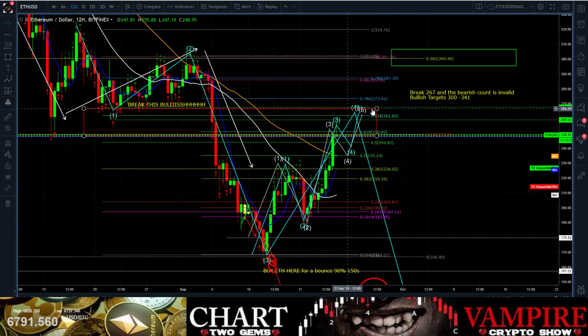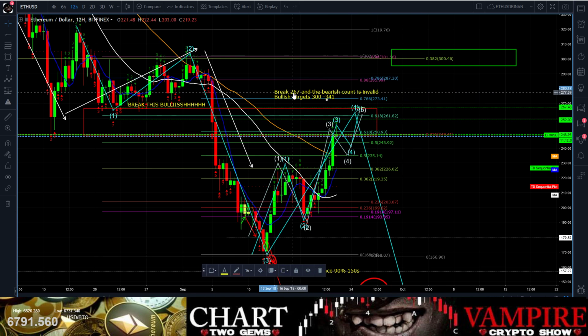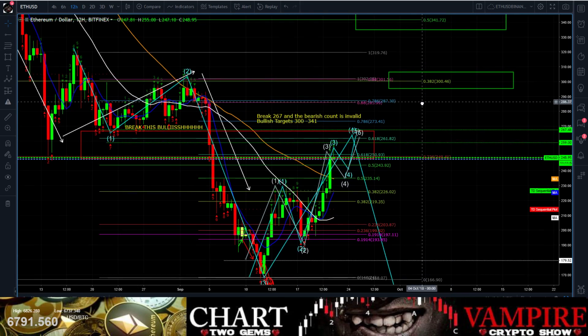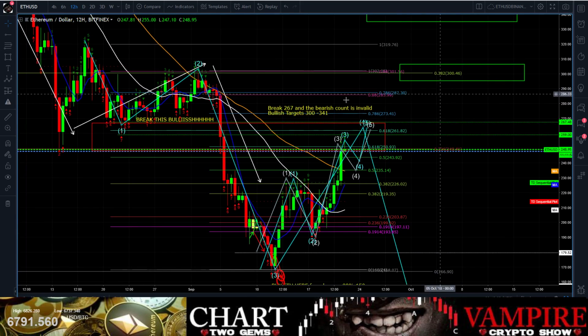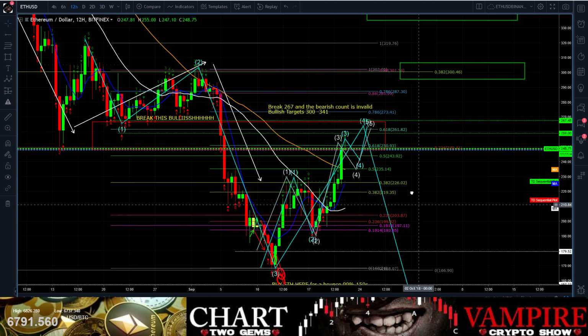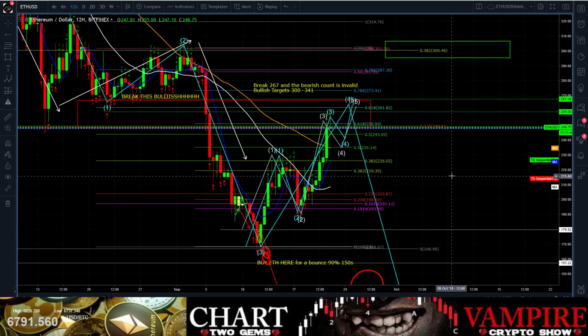But once you break this wick, so if you break $267, the bearish count is invalidated. Your two bearish targets are right here, 300 and 341. Okay, these are your two bearish targets after this if this line breaks. But you got to hold this because this would violate your wave. This would be wave 4 coming back through wave 1. It would violate that and make this some kind of a larger impulse wave up.